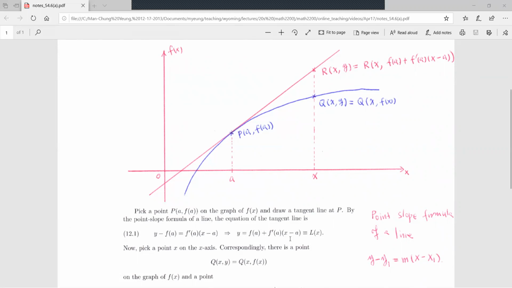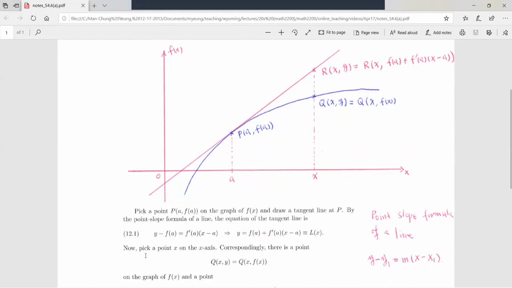This part depends on x. It is a function of x. I name this function L of x. L means a line.